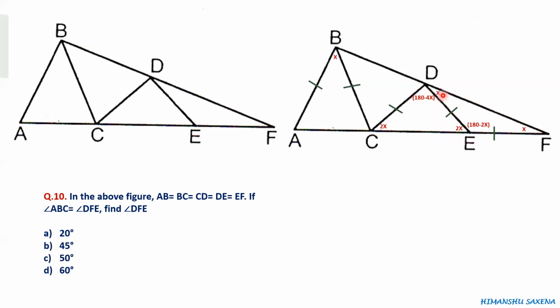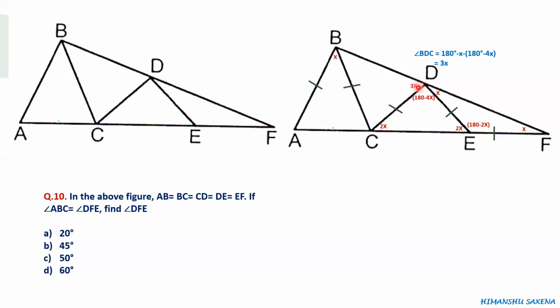Now this is x, this is 180 minus 4x, then what would be the value of this angle? The sum of these three is 180 degrees. So let's calculate how much this angle would be. This angle BDC would be equal to 180 degrees minus x minus (180 minus 4x). So it is equal to 3x. So the value of this angle is 3x.